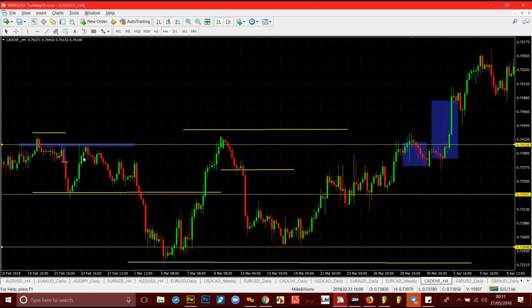Then if it comes back and creates that double top for you, then you can look for what? An engulfing candle, a bearish engulfing candle. And where's that bearish engulfing candle? That's this guy right here. This one.